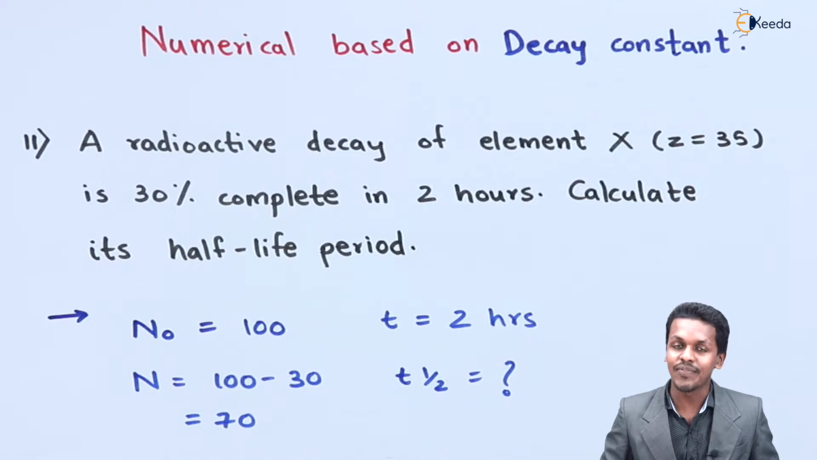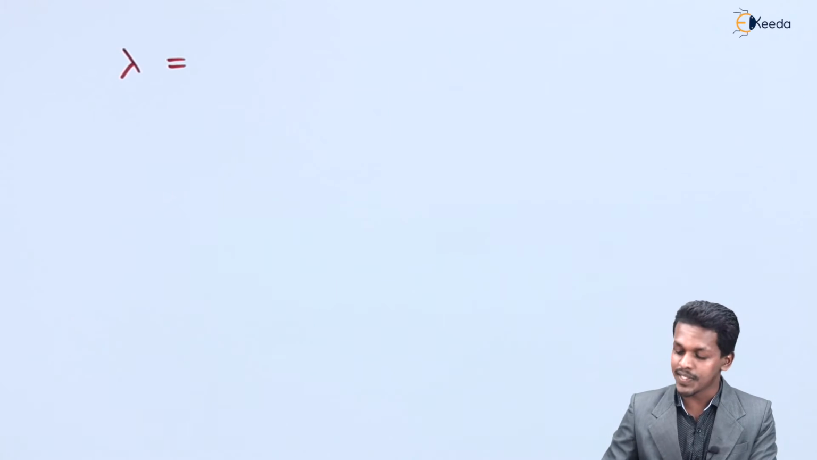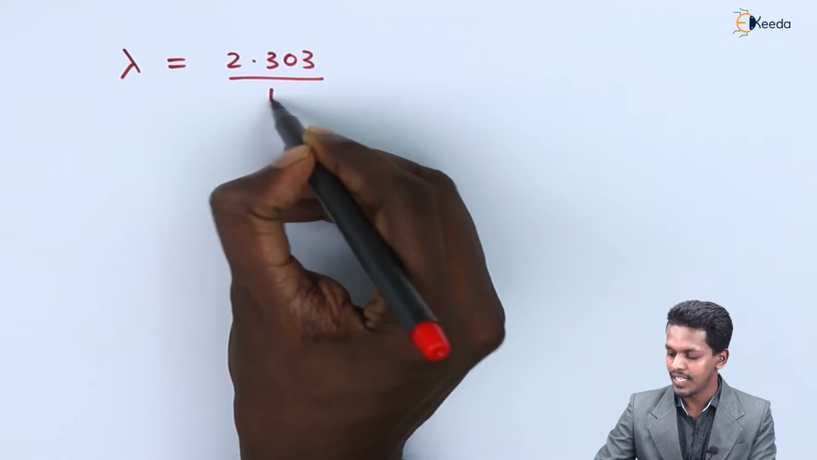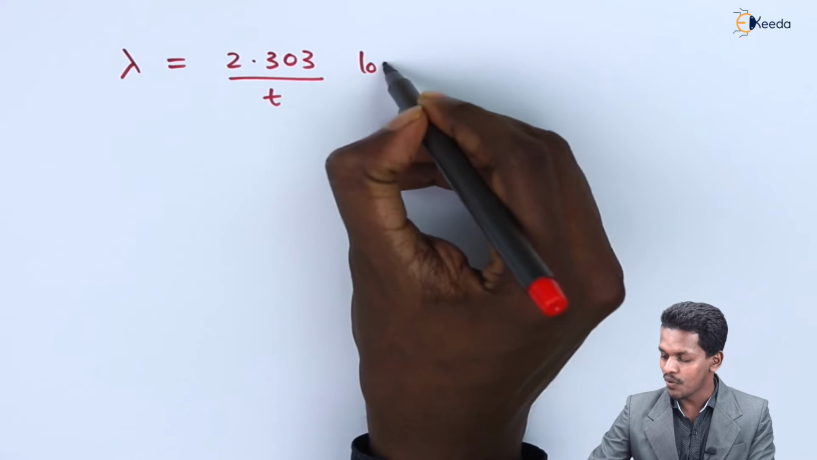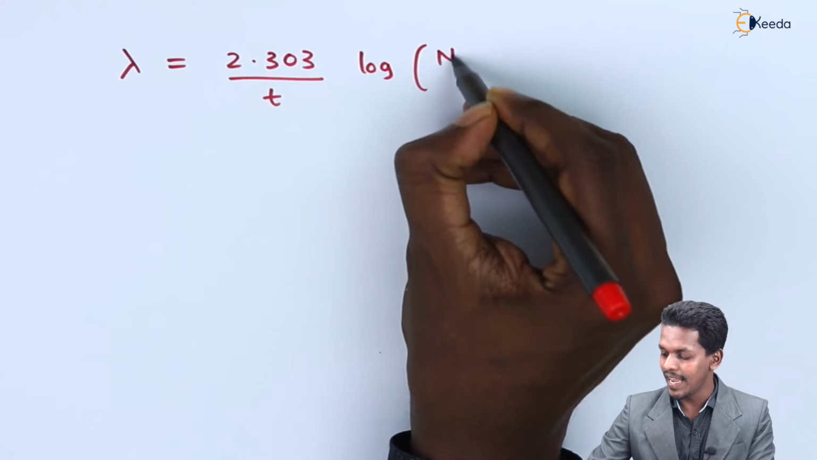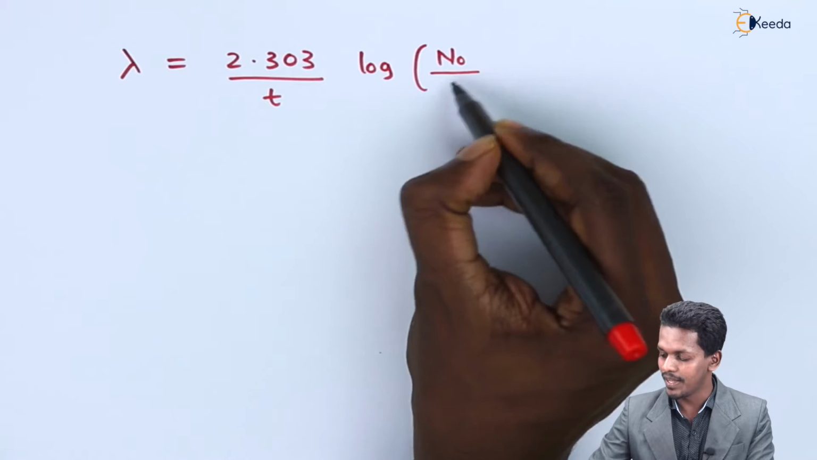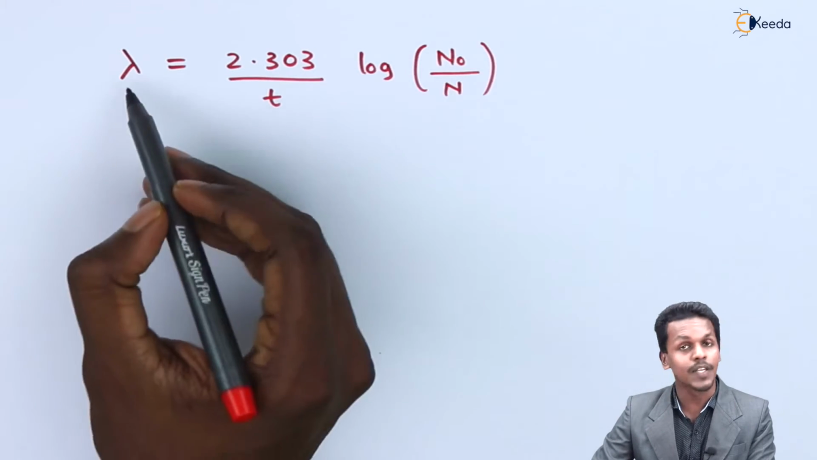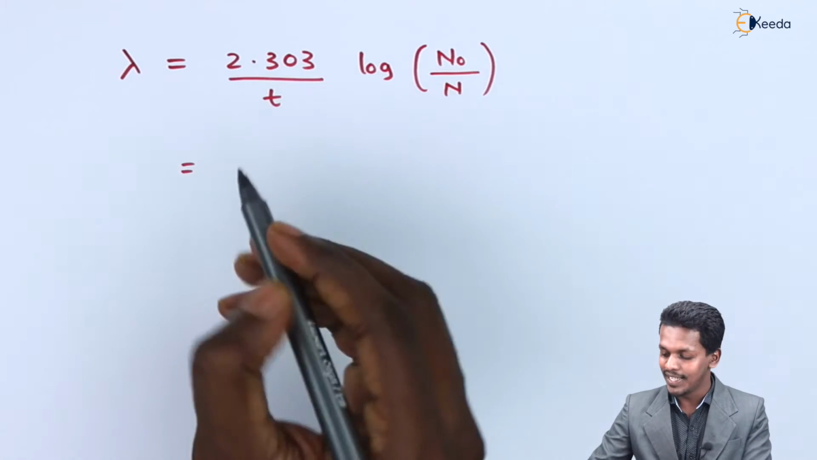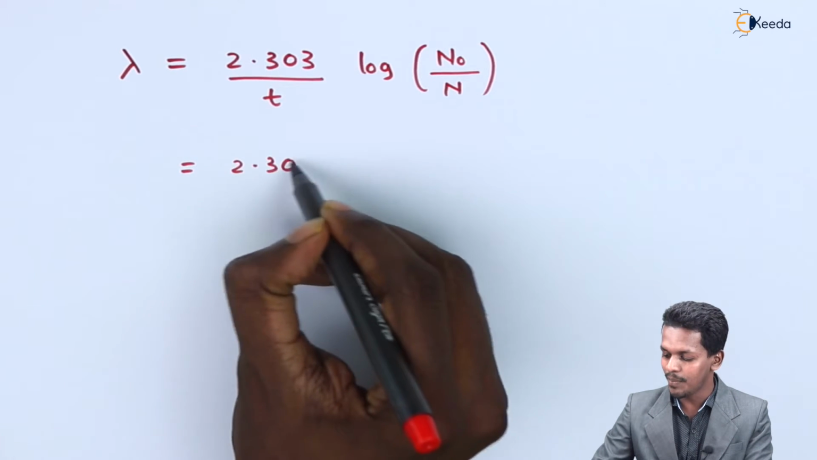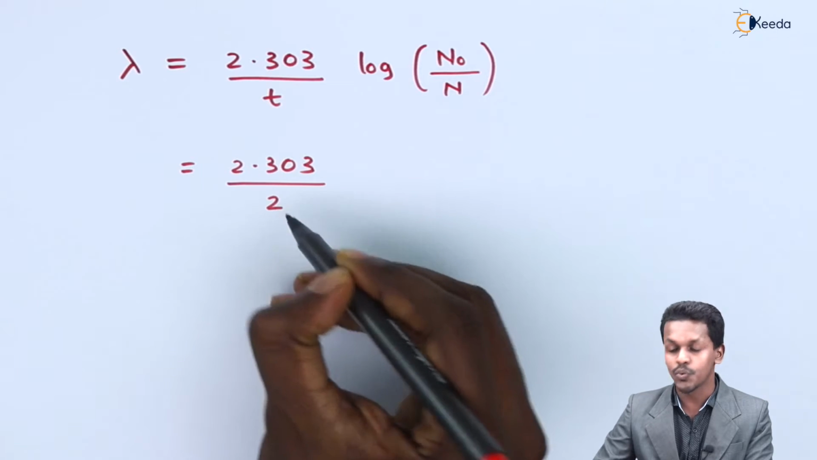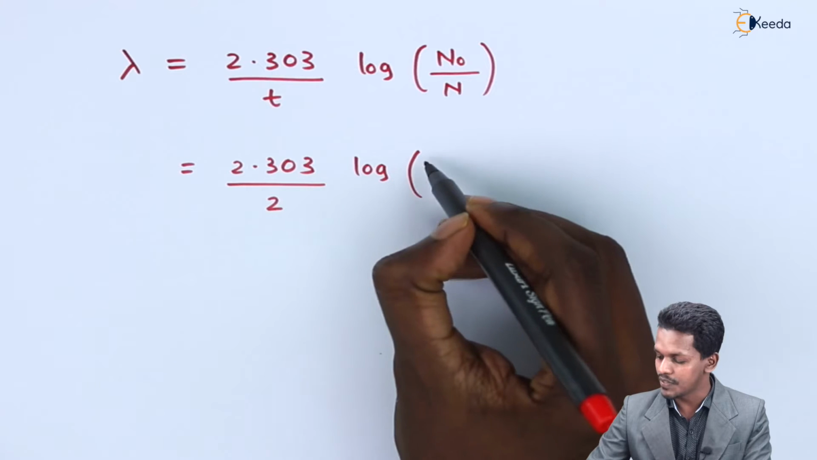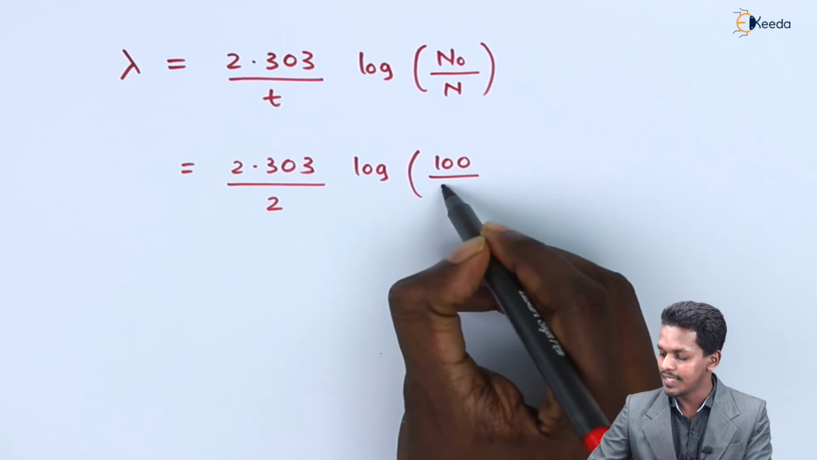So let us find out the formula. Lambda, that is the decay constant, is equal to 2.303 divided by t, log to the base 10 of N0 divided by N. So here we have all the values except lambda, which is what we have to find out. So we have 2.303 divided by time, the time was 2 hours, log to the base 10 of N0, which is 100, divided by 70.